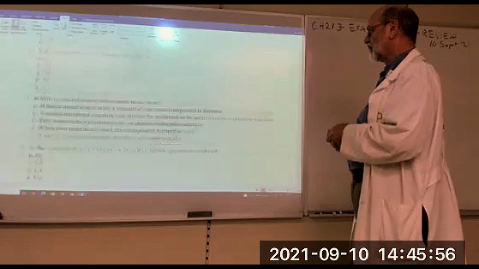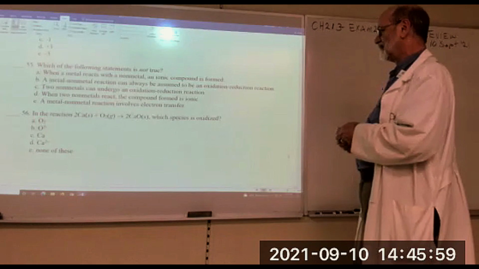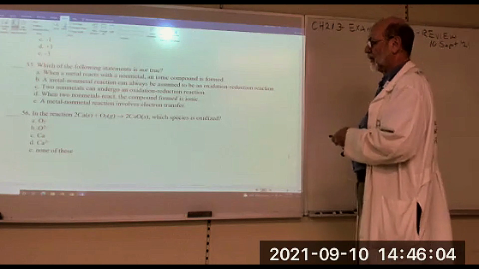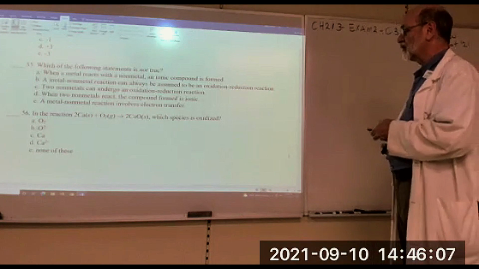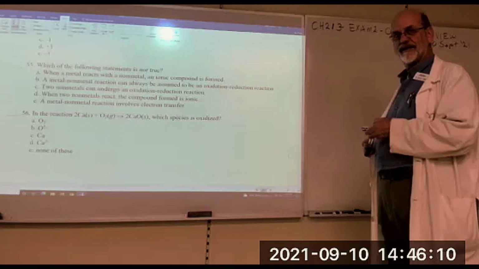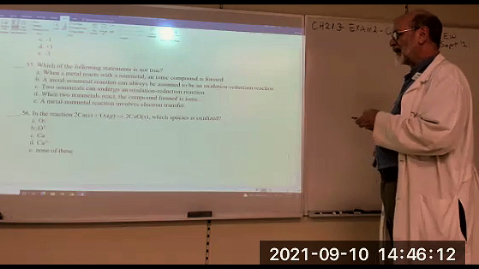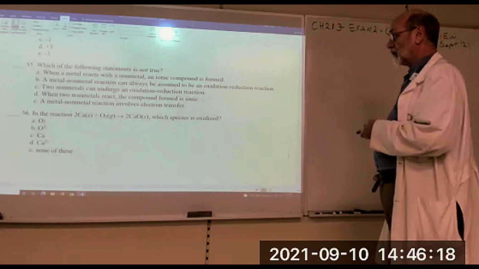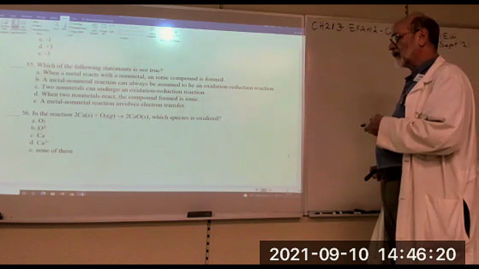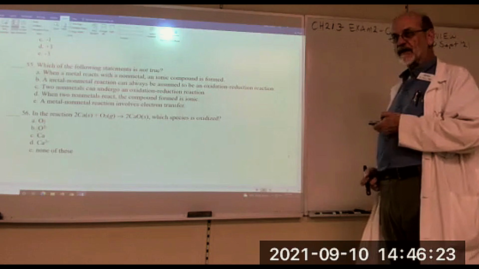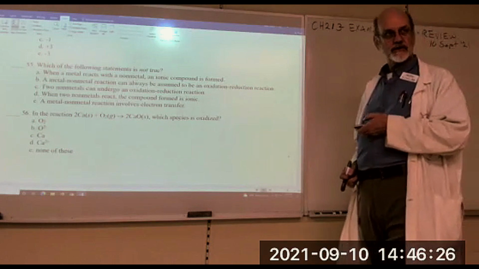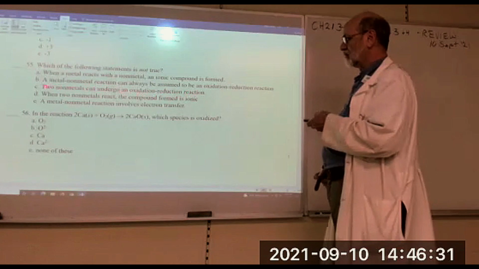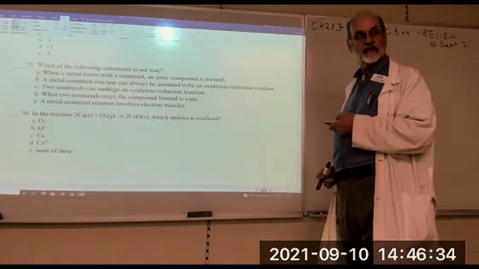Let's see. How about this one? Which of the following statements is not true? When a metal reacts with a nonmetal, an ionic compound is formed. Oh yeah, that happens all the time. A metal-nonmetal reaction can always be assumed to be oxidation reduction. Yeah. If you start with elemental metal and elemental nonmetal, when they react, they're always oxidation reduction. Two nonmetals can undergo an oxidation reduction reaction. Oh yeah, that's possible. Right.